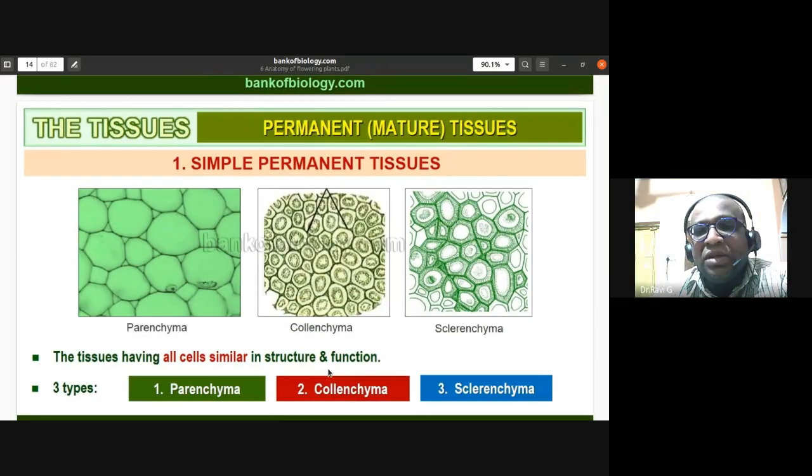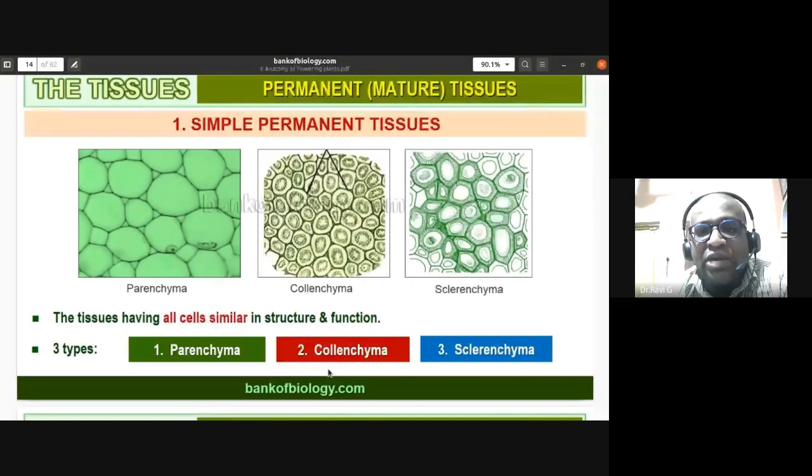The permanent tissues are of two types: simple permanent tissue and complex permanent tissue. The simple permanent tissues are homogeneous tissue, that is, they have cells which are similar in structure, function, and origin. We call them simple homogeneous tissue. The simple permanent tissue is of three types: parenchyma, collenchyma, and sclerenchyma.